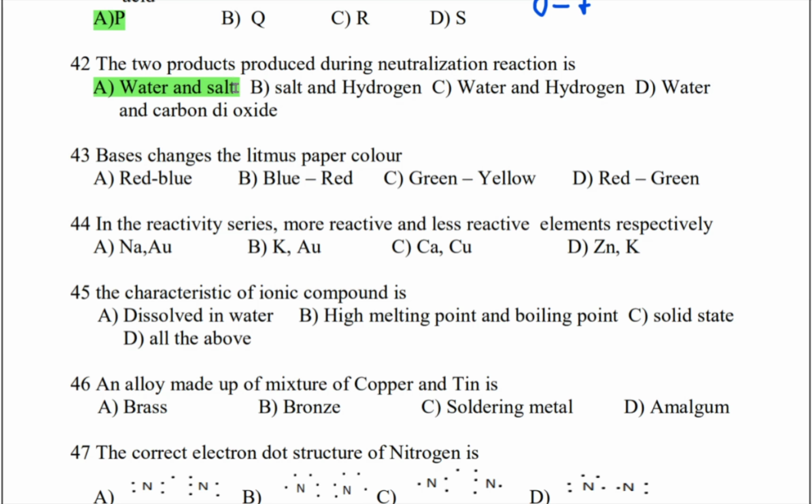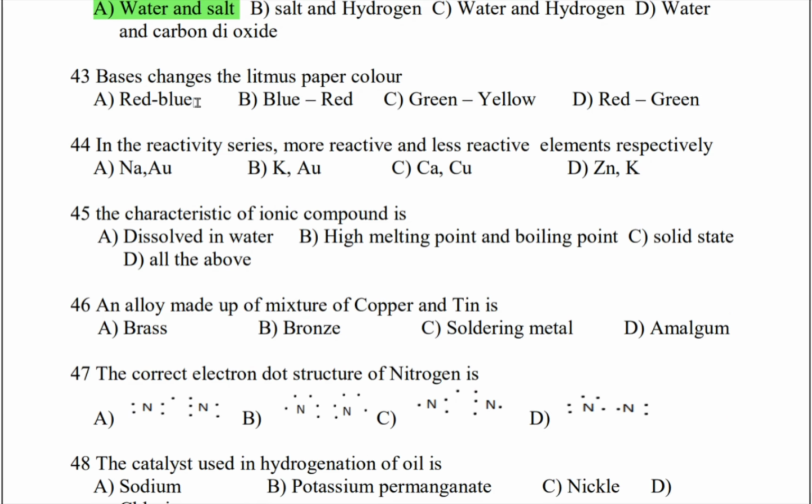The two products formed during a neutralization reaction are salt and water. Base changes the litmus paper color from red to blue. The correct answer is option A, red to blue. In case of acid, it is blue to red.